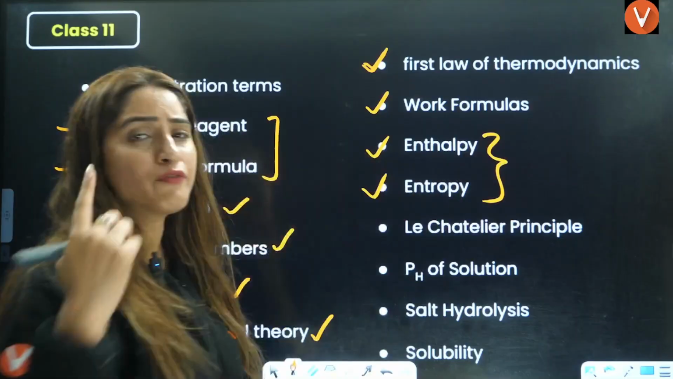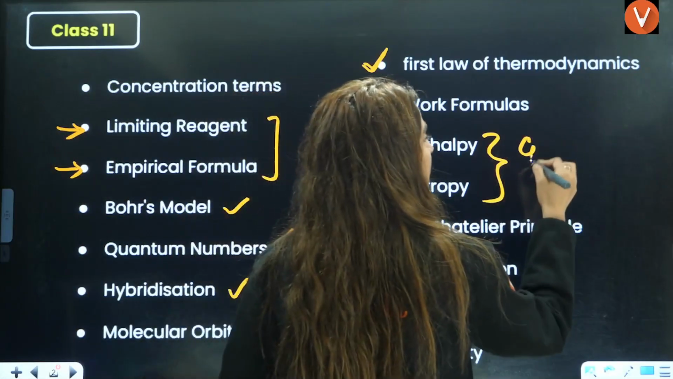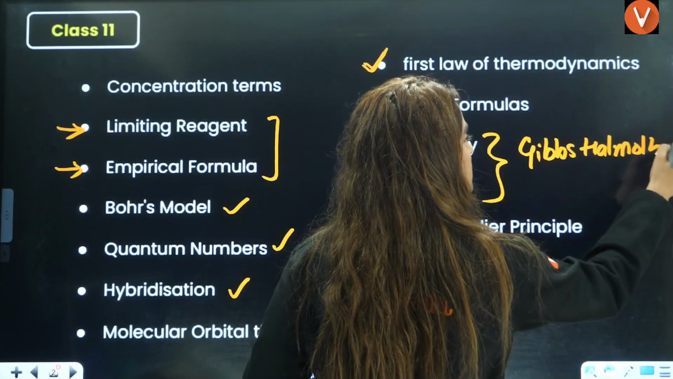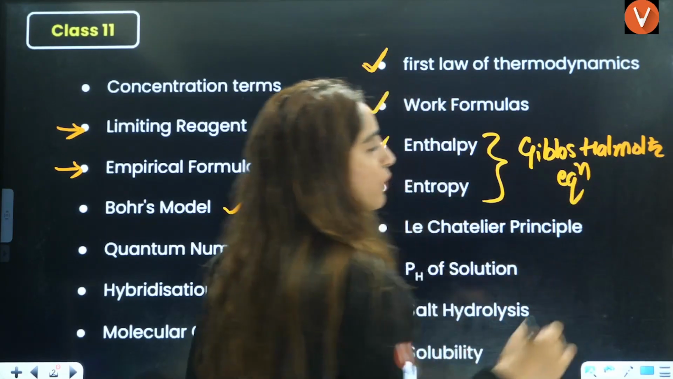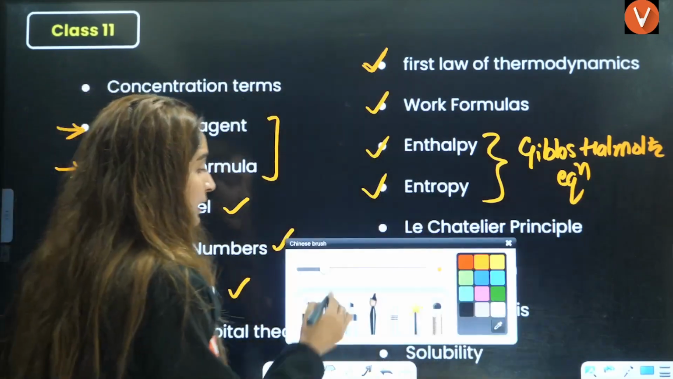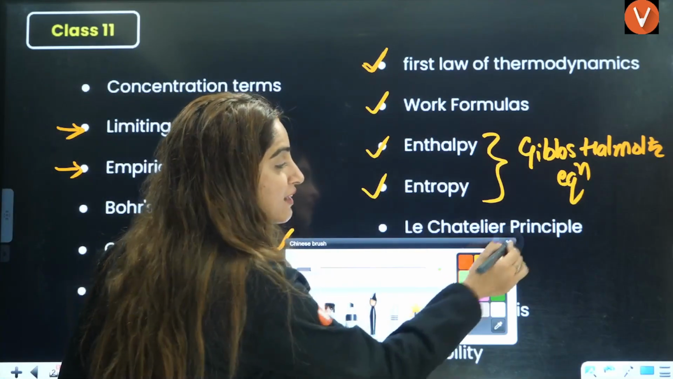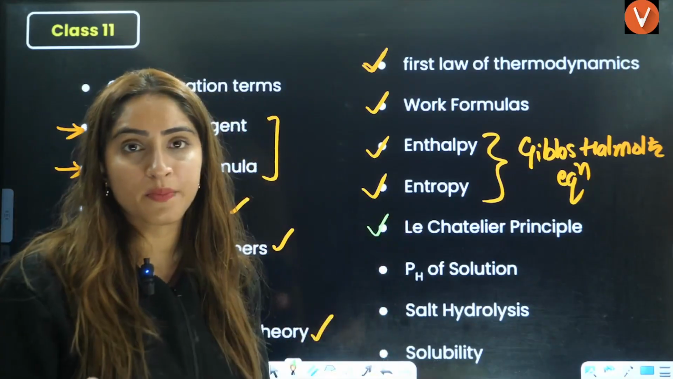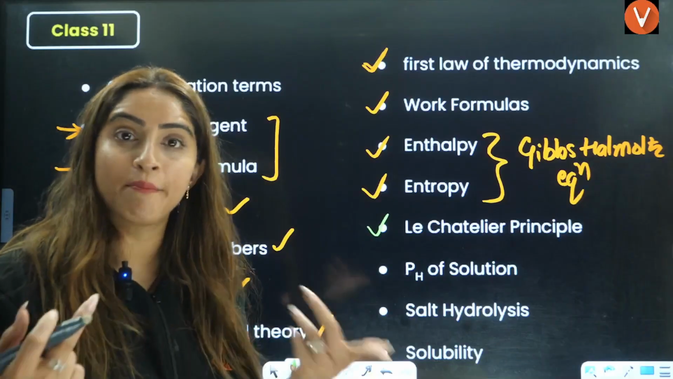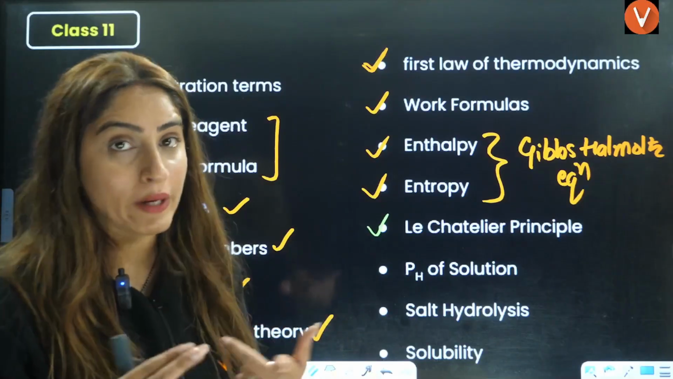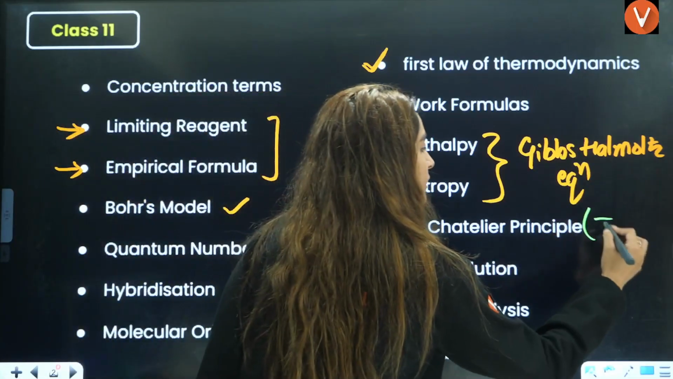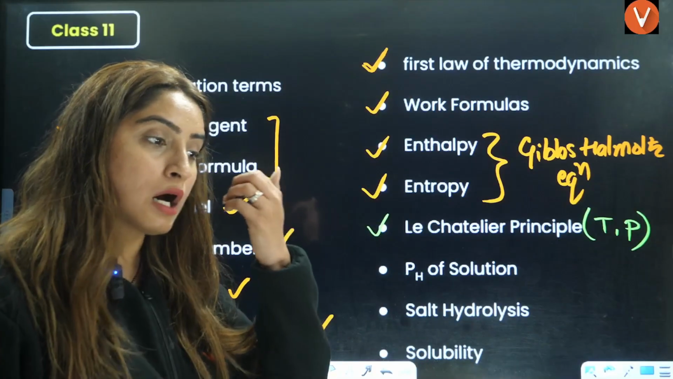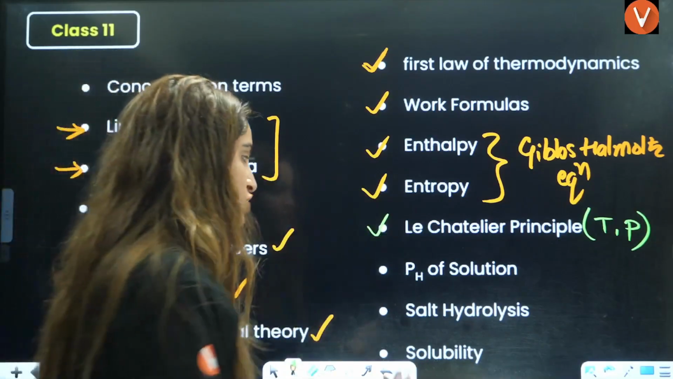Usually from here, one very important question is asked from Gibbs-Helmholtz equation. Gibbs-Helmholtz equation. It's a very important equation. Directly the questions based on spontaneity, non-spontaneity are asked from here. Next is Le Chatelier's principle. Le Chatelier's principle, either temperature or pressure, these two are frequently asked to you, right? I'll just write it here, temperature or pressure. This you must know how according to this your backward and forward reaction is going to change, right?